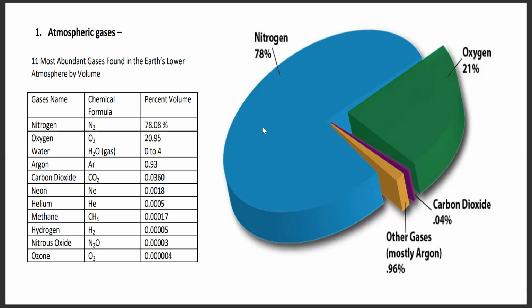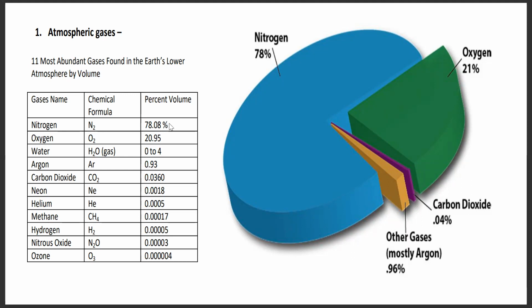So basically, our air is composed of 78% nitrogen or N2 and 21% oxygen or O2, and other variable gases, the majority of which is argon, which is around 0.96%, and carbon dioxide, which is 0.04%. So based on the table, these are the gases that we can see in our atmosphere.